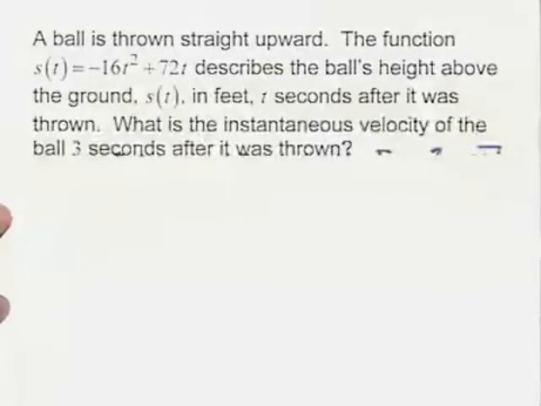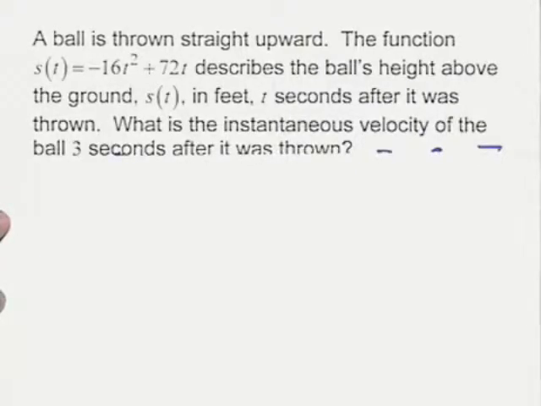Consider the following application example. A ball is thrown straight upwards. The function is given as s of t is equal to negative 16 t squared plus 72. This describes the ball's height above the ground, s of t, in feet, t seconds after it was thrown. What is the instantaneous velocity of the ball 3 seconds after it was thrown?